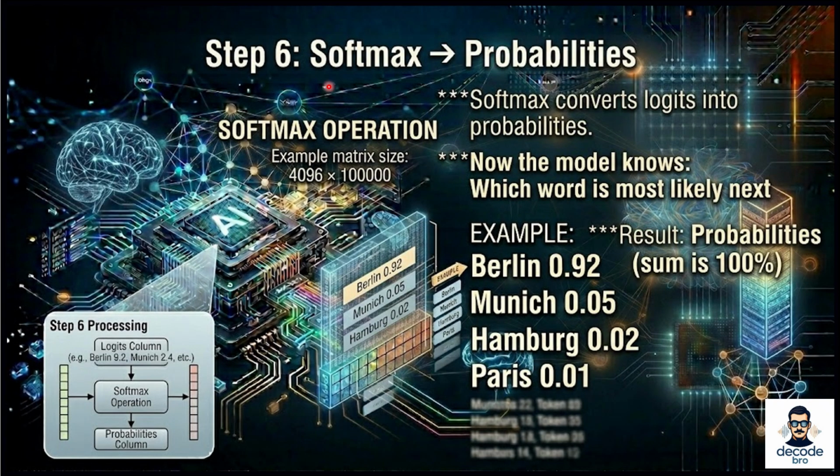Step 6. Softmax probabilities. Softmax transforms logits into probabilities. Berlin 0.92, Munich 0.05, Hamburg 0.02. Now the model clearly knows Berlin is the most likely next word.